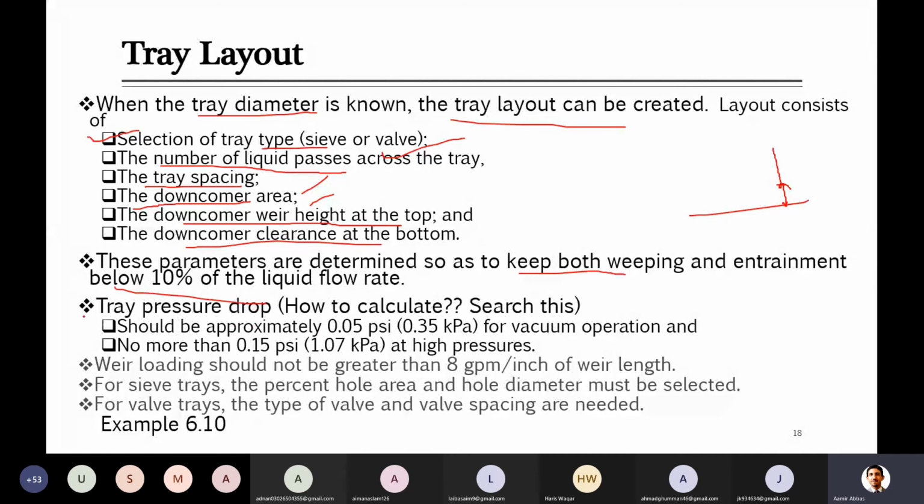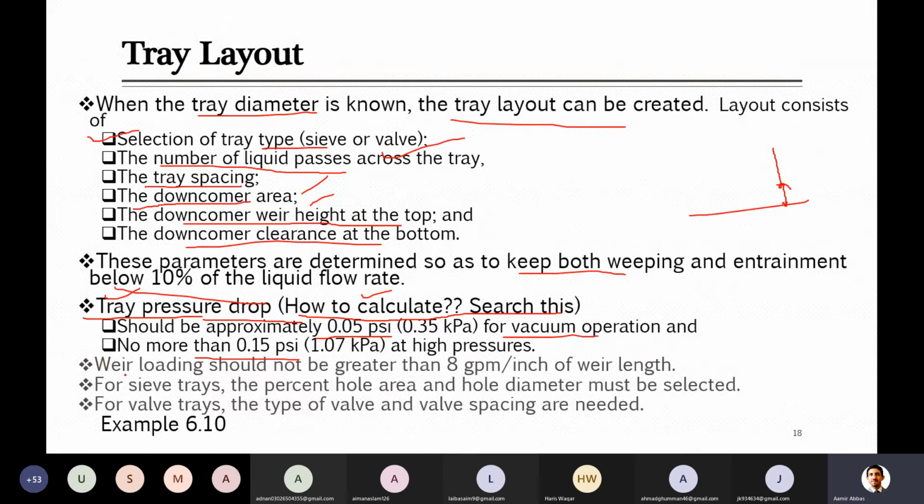Tray pressure drop is something you have to search for. Kindly go through some of the texts to see how you can calculate the pressure drop. I'm not going to cover it here, and it is not covered in your textbook, but look at some of the other texts provided to you. Generally it is approximately 0.05 psi per tray when operating vacuum towers, but in normal or high-pressure operation it is 0.15 psi. If there is a large number of trays, there will definitely be more pressure drop.